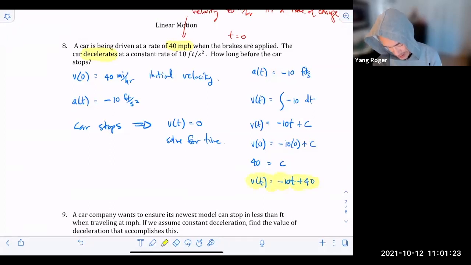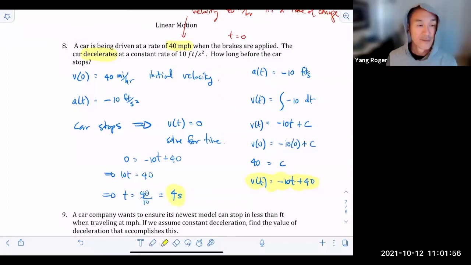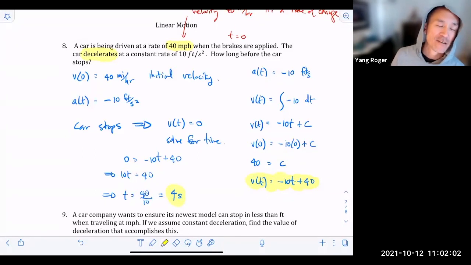What I want to do next is use that velocity function to solve for the time when the velocity is zero, when the car stops. So I'm going to set 0 equal to negative 10t plus 40. This means 10t is equal to 40. This means t is equal to 40 over 10, which is 4. And my units for time are seconds, so this would be 4 seconds. Does that make sense for everybody? Any questions?